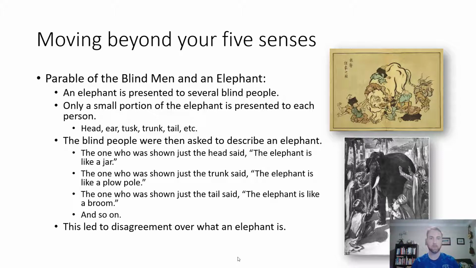So as the story goes, the people were asked to describe an elephant after being presented just a small portion. The one who was shown just the head said, the elephant is like a jar. So he only felt the head, and he thought an entire elephant was like a jar, like a big head. The person who was shown just the trunk said, the elephant is like a plow pole, the pole of a plow, because he only touched the long trunk. The one who was shown just the tail said, the elephant is like a broom, right? You can kind of imagine an elephant's tail like a broom. So he imagined the entire elephant to be like a broom, and so on and so forth, depending on the portion of the elephant they saw. So this led to much disagreement over what an elephant actually is.